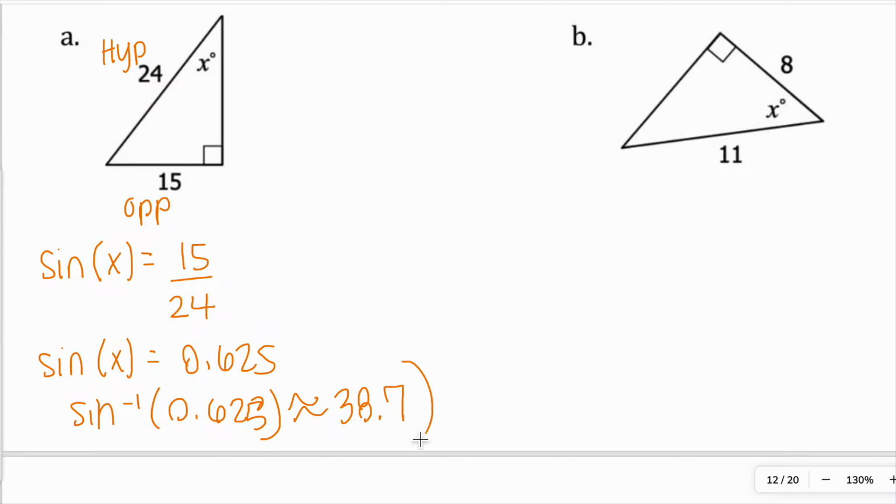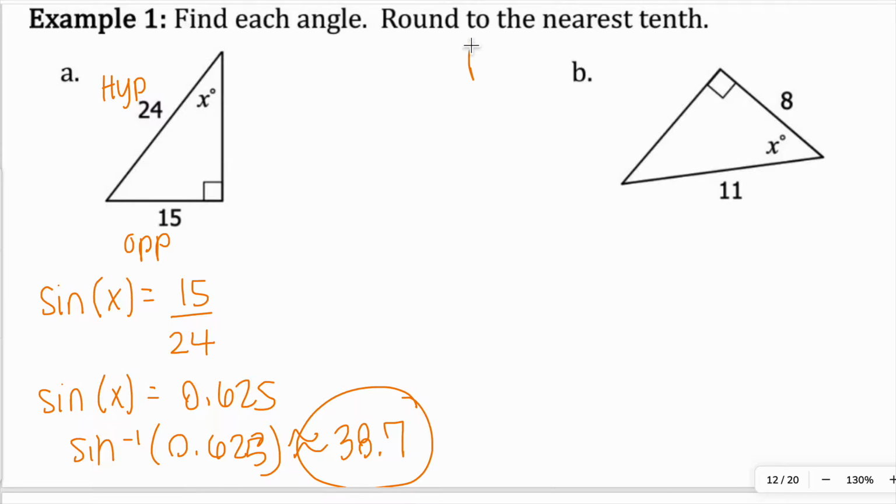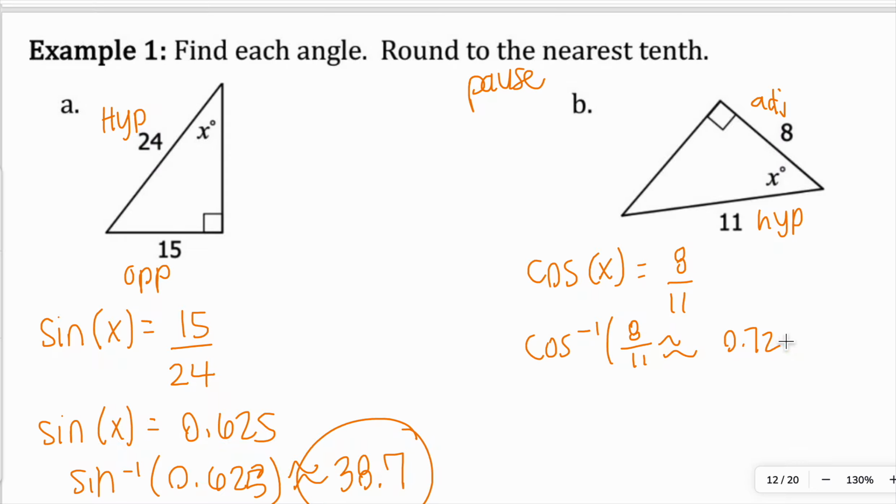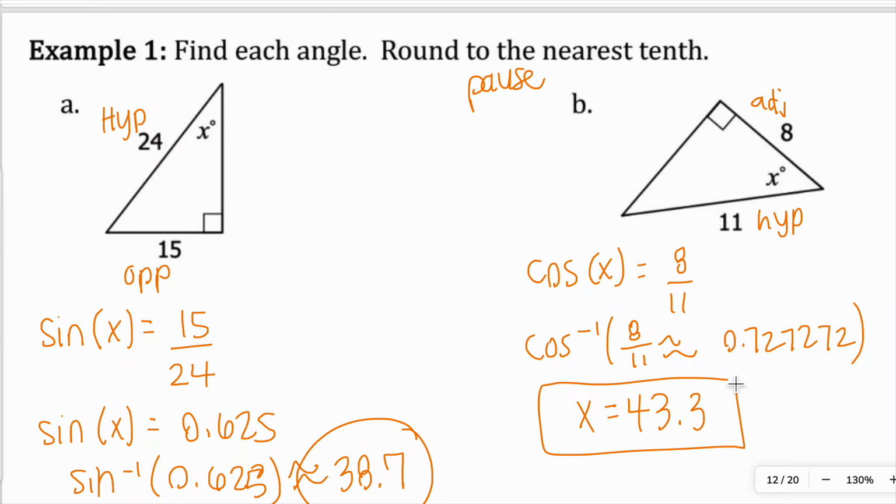Okay, so I'm going to let you start trying some of these. If you want to pause here, go ahead and try letter B. If not, let's go ahead and try it together. For letter B, the ratio I can use would be adjacent and hypotenuse. That would be my cosine. So the cosine of x can be found by taking 8 over 11. So we're going to do the inverse cosine of 8/11, which some of you might have even written down as 0.727272. When you do that inverse operation, you're going to get x is equal to 43.3. Okay?